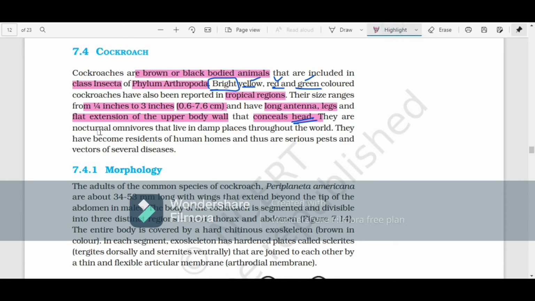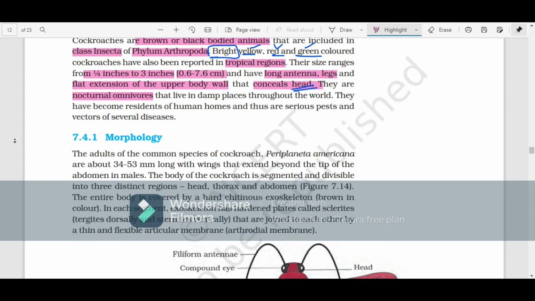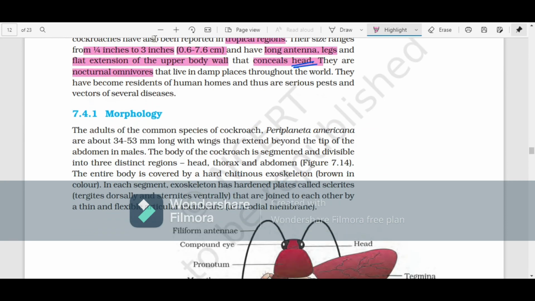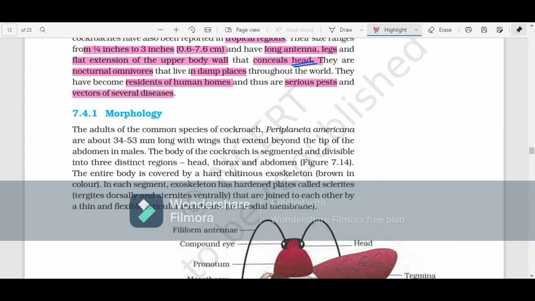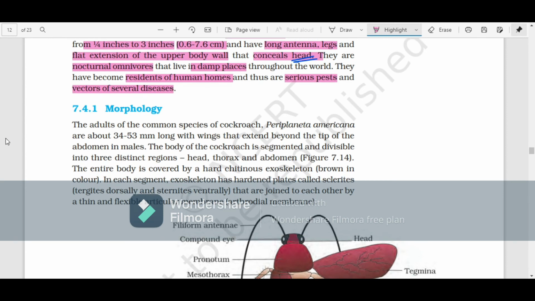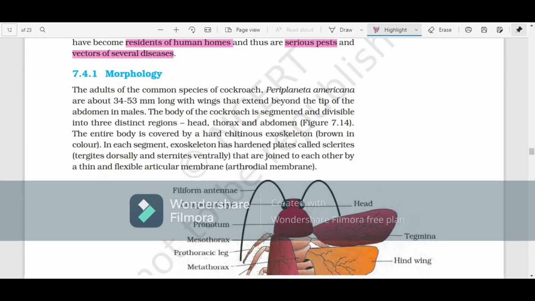All right. They are nocturnal omnivores. What does that mean? Nocturnal in the sense they are active during the night time, and omnivores in the sense they can eat anything that they get: plastic, fecal matter, spoiled food, anything. They live in really damp places throughout the world. They have become residents of human homes, and thus they are serious pests and vectors of several diseases. They carry a lot of diseases, and they can cause food poisoning and all of that.